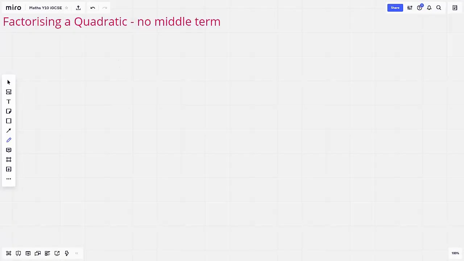More generally, we'd write down that x squared minus a squared, which is our difference of two squares, would have a solution x plus a multiplied by x minus a. So let's turn to exercise 4.8a on page 76 in your textbook.